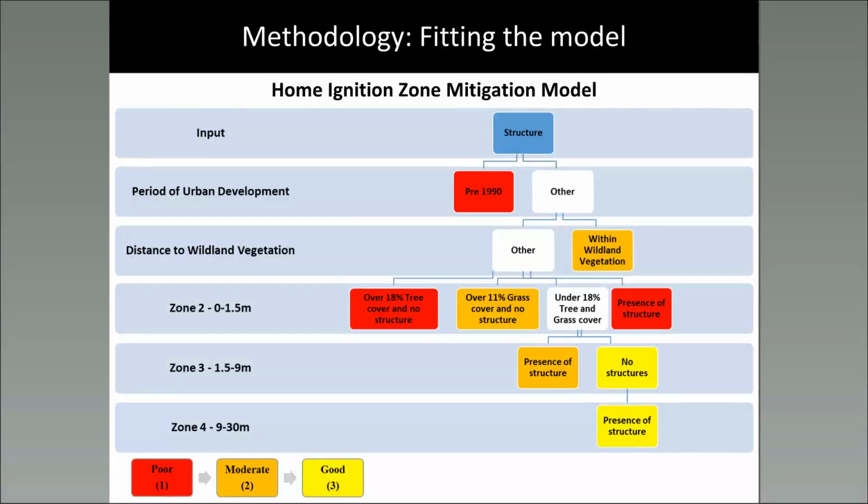So after we had fit the model, this is what we were left with. Obviously there are a lot more factors that would go into whether or not a house would burn down, but what we wanted to do was only use factors that we found to be significant in the statistical model. So as you can see here, this is the mitigation, looking at each structure, whether there is poor, moderate, or good mitigation. And this would then be fitted into the overall model of fire risk equals hazard minus mitigation.